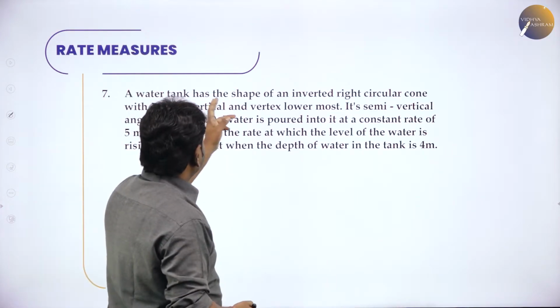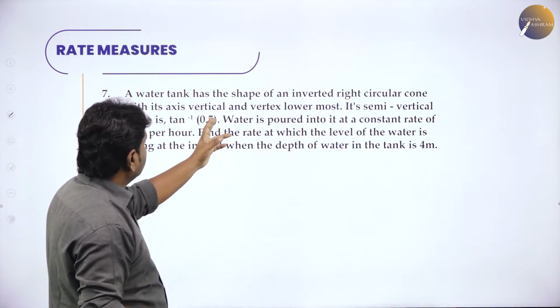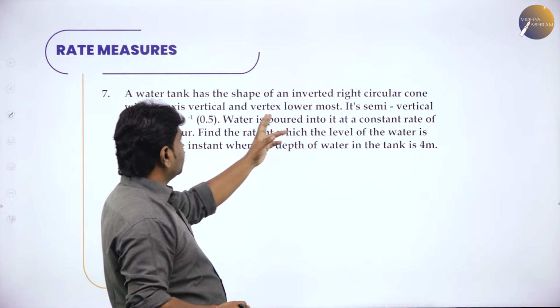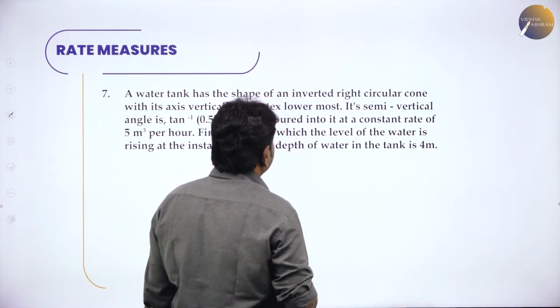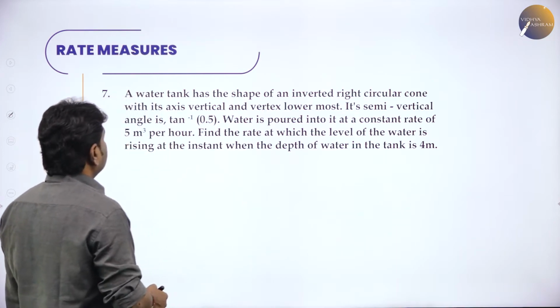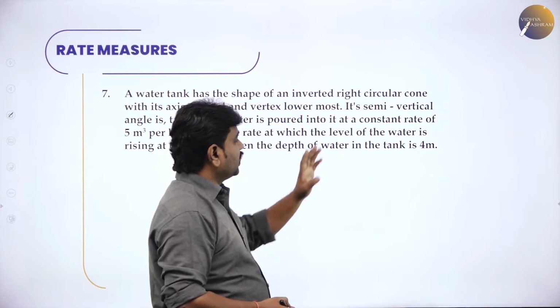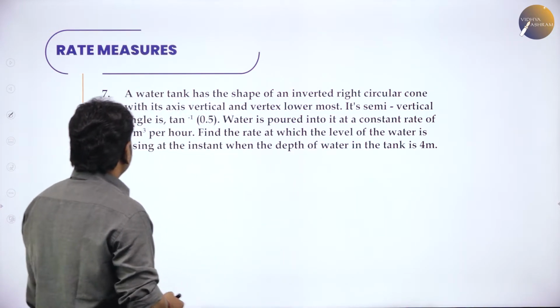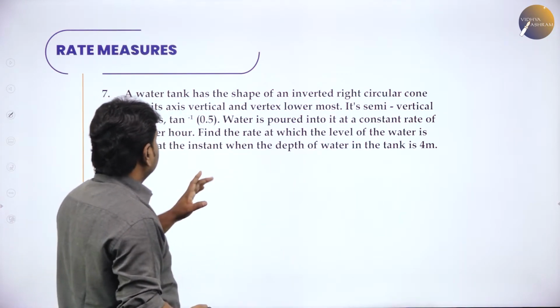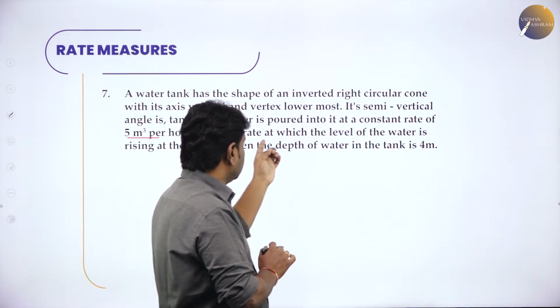Next, a water tank has the shape of an inverted right circular cone with its axis vertical and vertex at the lowermost, and its semi-vertical angle is tan inverse 0.5. Water is poured into it at a constant rate of 5 centimeter cube per hour. Centimeter cube per hour means rate of change of volume. I told you in my last question.